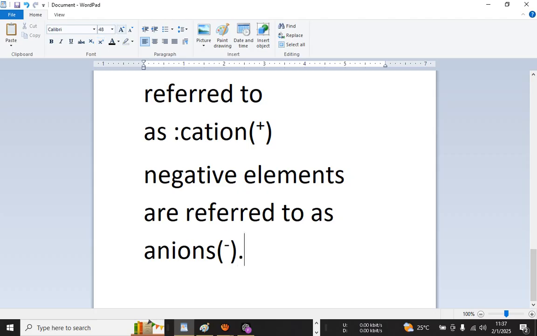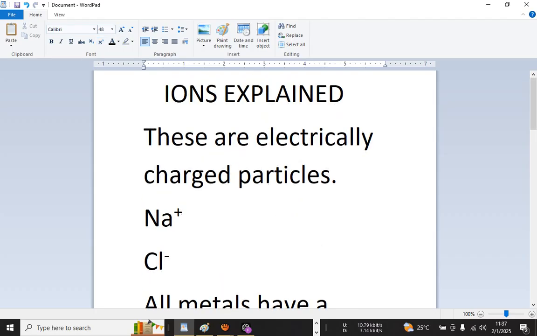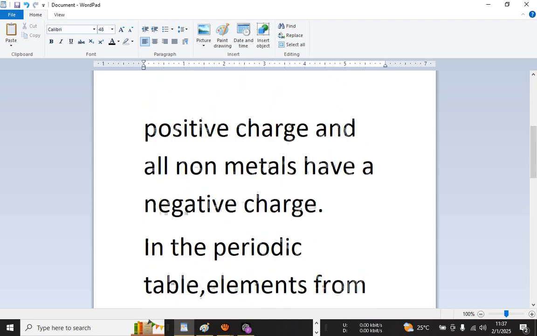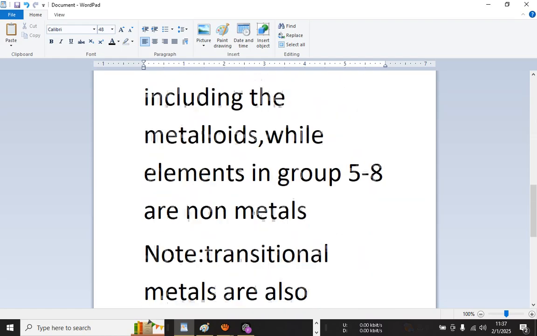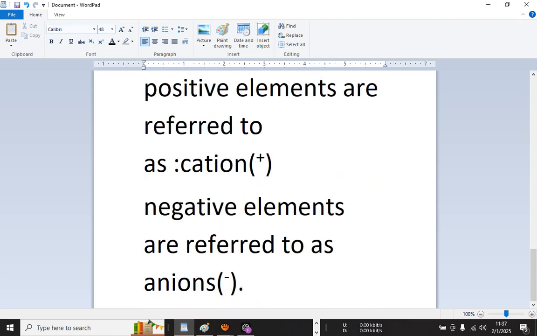So for today, I think you have understood how we get a positive, and how you can identify a positive atom or particle and a negative particle. In recap, all metals have a positive charge and all non-metals have a negative charge. In the next video we shall look at how to determine the charge, because there are elements or particles with 2 positive, others with 3 positive, others with 3 negative, so we shall look at those in my next video.